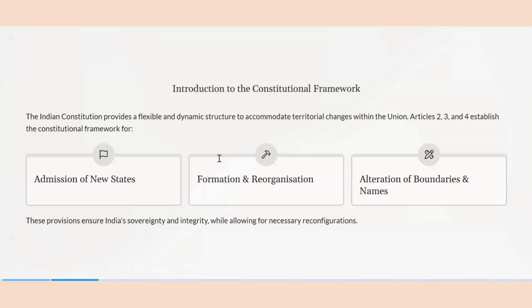Number one, admission of new states. Number two, formation and reorganization of states. Number three, alteration of boundaries and names of the states. And these provisions ensure India's sovereignty and integrity while allowing for necessary reconfigurations.